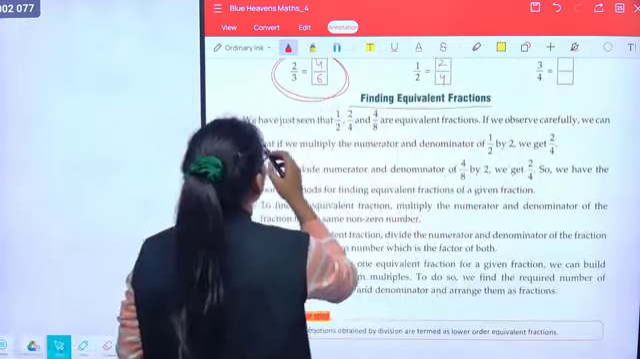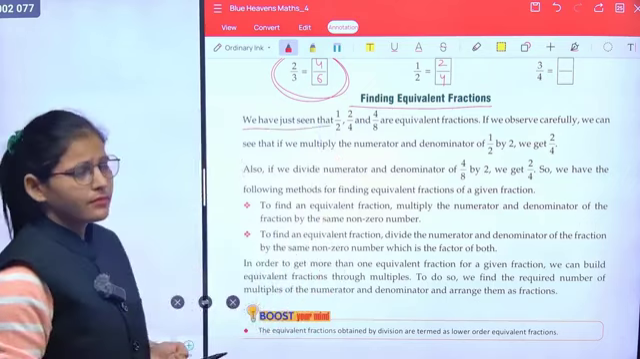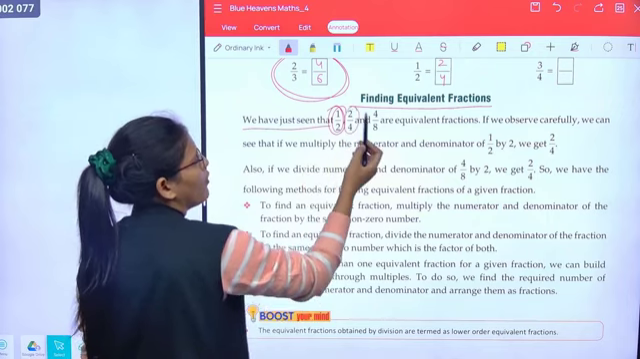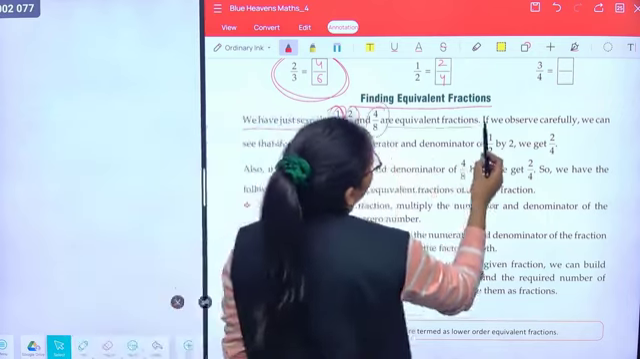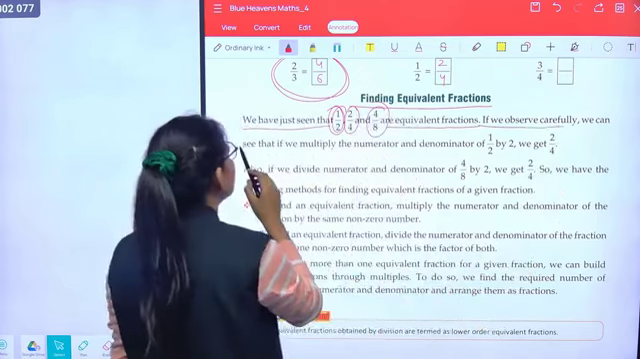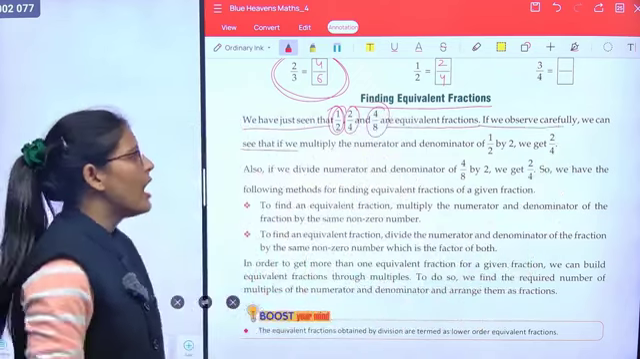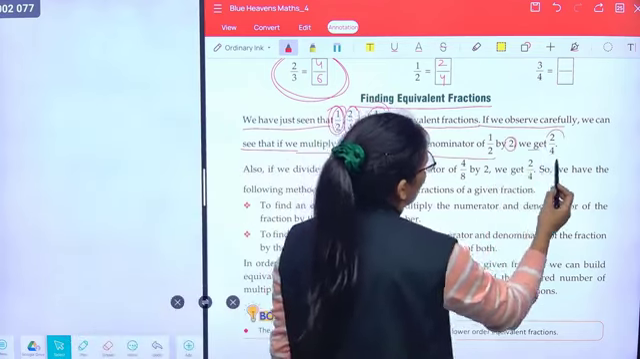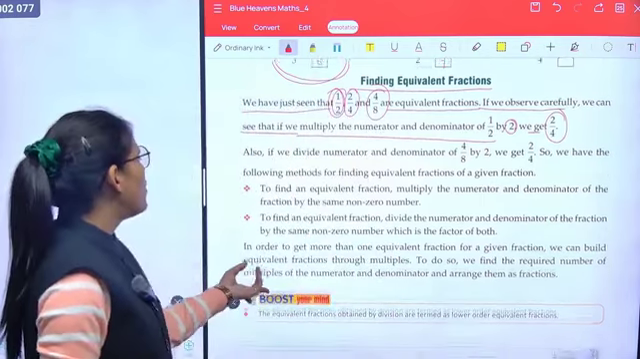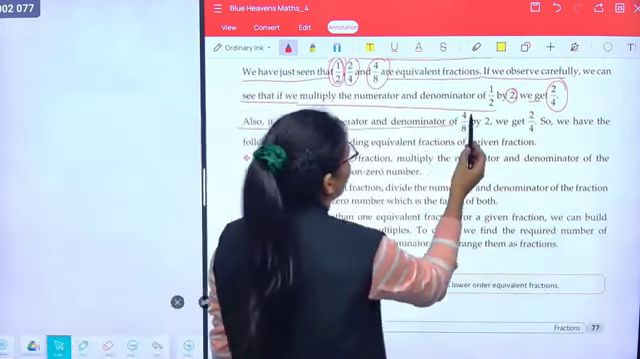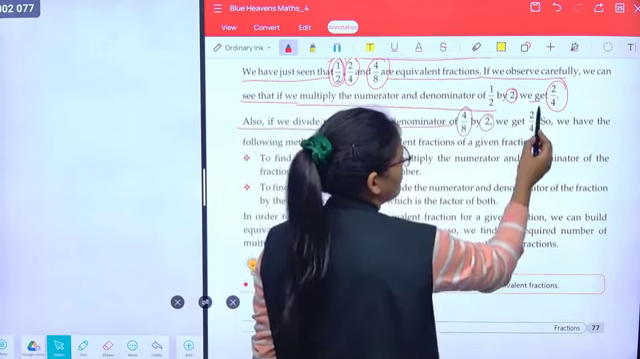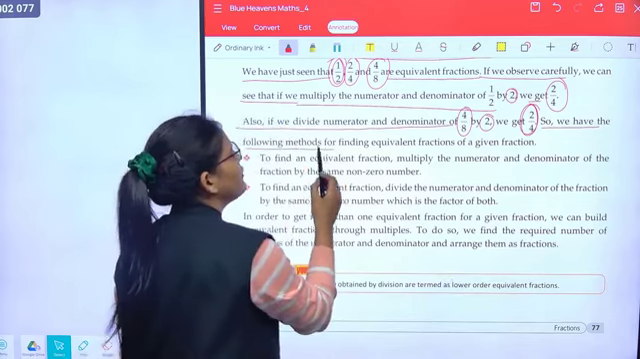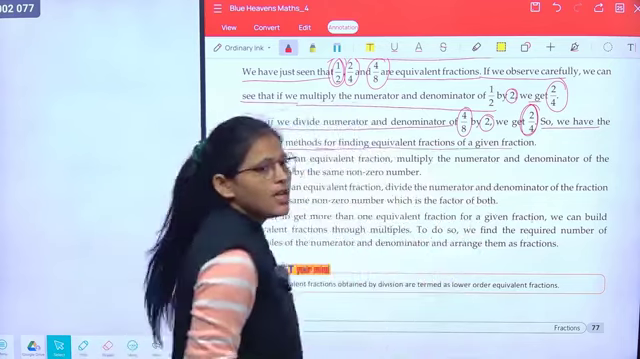Finding equivalent fractions. We have just seen that 1/2, 2/4, 4/8 are equivalent fractions. If we observe carefully, we can see that if we multiply the numerator and the denominator of 1/2 by 2, we get 2/4. Also, if we divide the numerator and denominator of 4/8 by 2, we get 2/4. So we have the following method for finding an equivalent fraction of a given fraction.